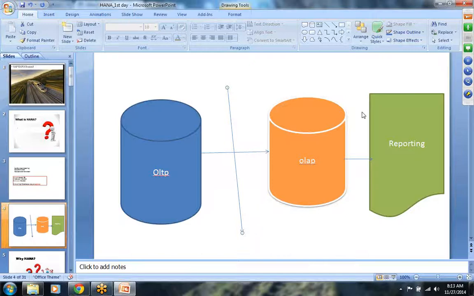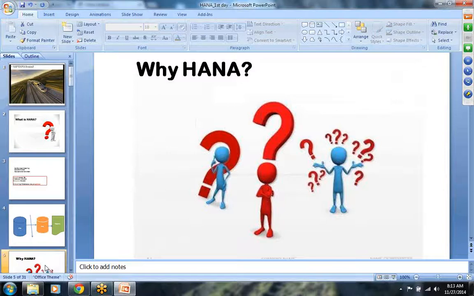OLAP system. So that's the reason this HANA came into picture, because no other ERP provides real-time data access. So that's the reason HANA came into picture. I hope now you understood what is the reason behind HANA. Why HANA came into picture.